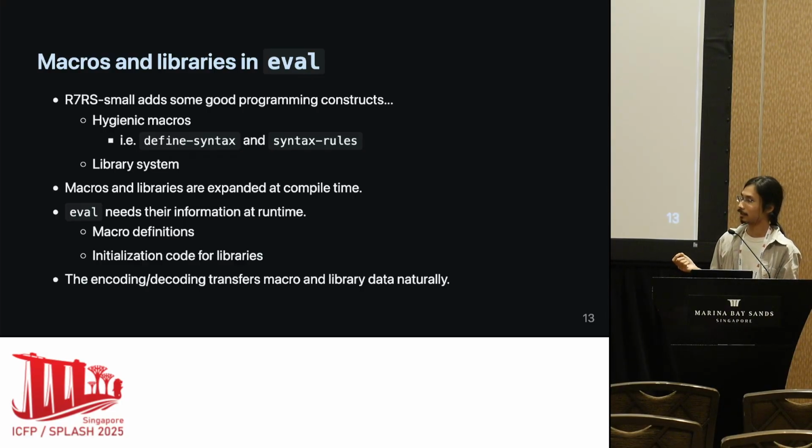If you remove the eval procedure from the standard, you can expand macros and libraries completely and statically compile them. But the eval procedure actually needs that information at runtime. For example, macro definitions, initialization code for libraries, and also what symbols are exported from each library.